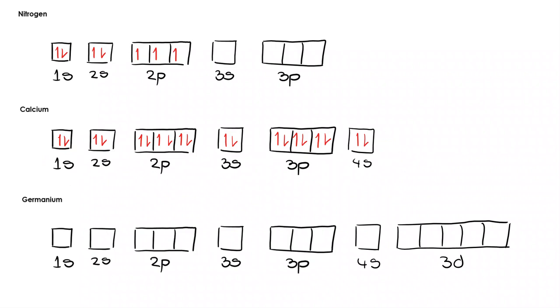But if we delve a little deeper into germanium, I've got my 1s2, 2s2, I put 3 into my 2p sublevel, my 2p sublevel then gets the remaining 3, then the 3s fills up, I put 3 into my 3p, I then fill up my 3p, I fill up my 4s, and germanium has got 2 left, so it ends in 3d2.